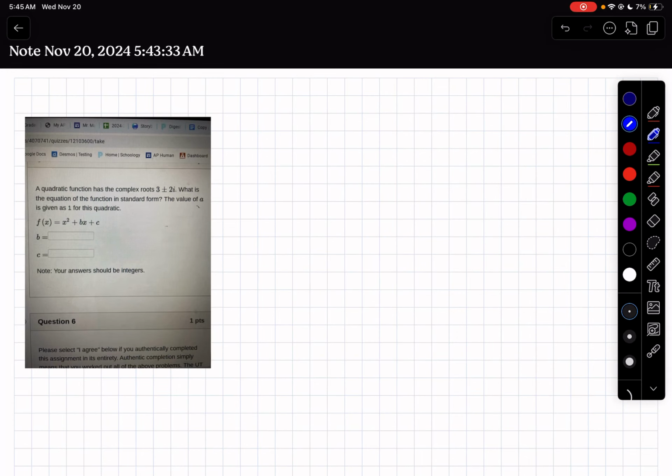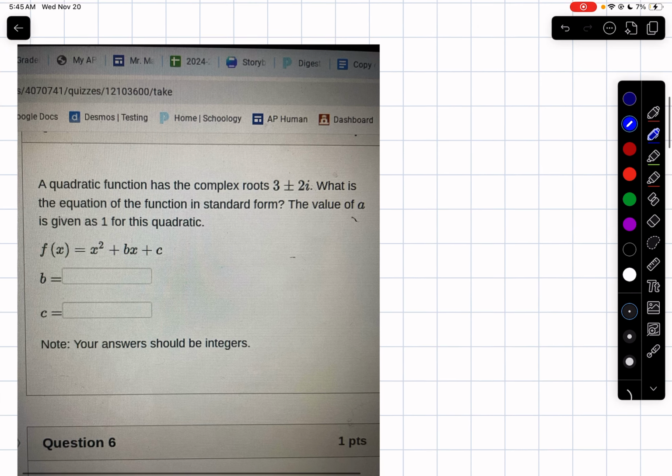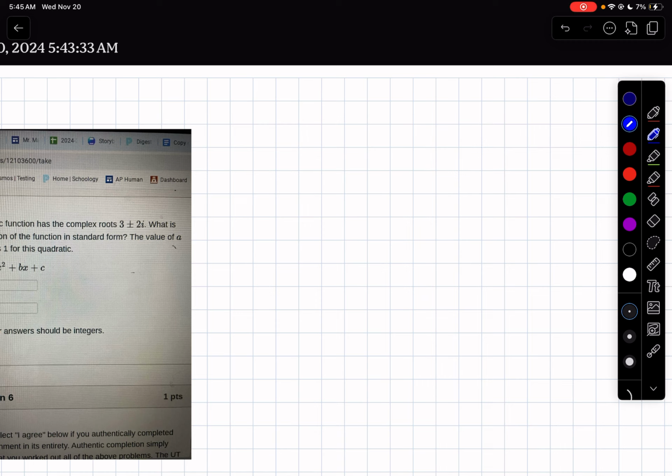Okay, so a quadratic function has the complex roots 3 plus and minus 2i. What is the equation of the function in standard form? The value of a is given as 1 for this quadratic. Okay, so I'm going to start with a problem that seems unrelated, but just trust me.